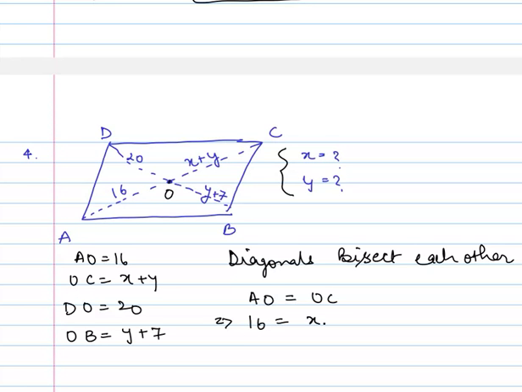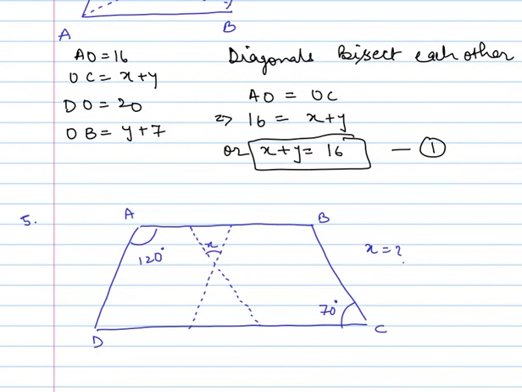16 will be equal to x plus y, or we can say x plus y is equal to 16. So this is one equation. This is a linear equation with two variables. If we have two variables in an equation, we need one more equation. So if there are two variables, we need two equations to solve.